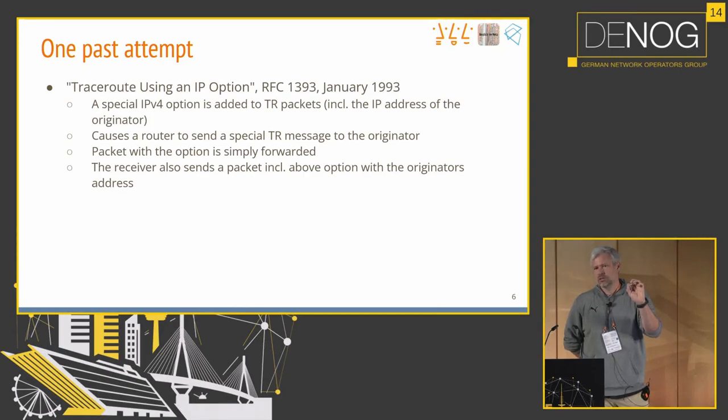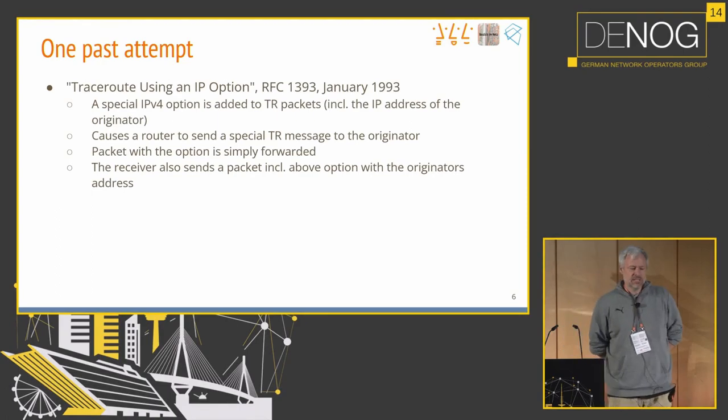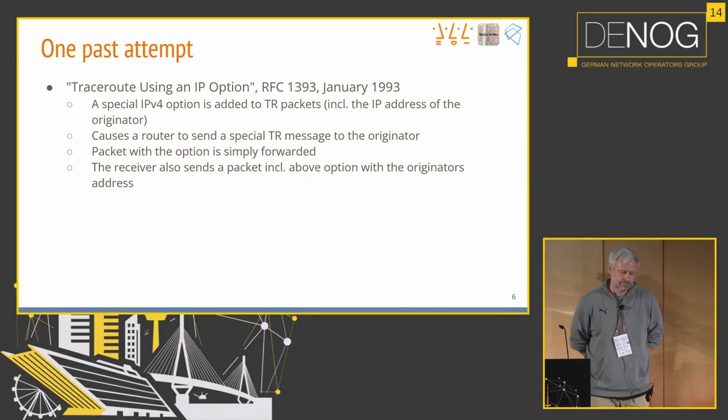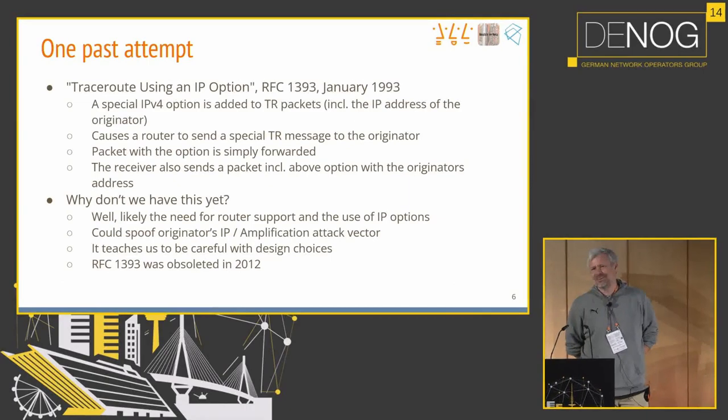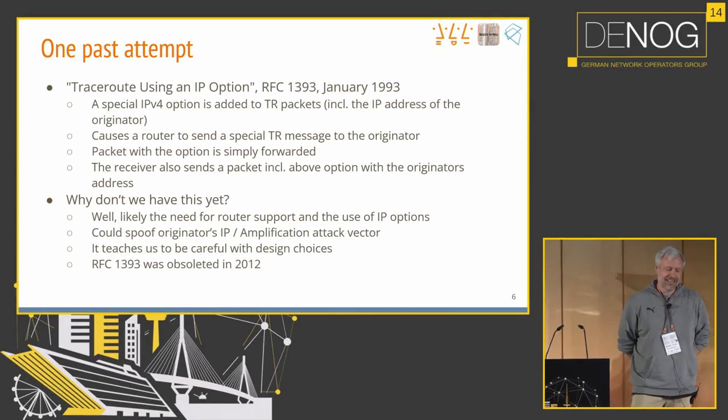Now, reverse traceroute works the same way. The target host sends a normal data packet back. It would add the same IP option with the same IP address, so with the originator, and then every router seeing that will send a special message back, and this way you also get the reverse path. So that was 1993. You might wonder, why don't we have that yet? We have a little bit of IPv6, which is better, but we don't have that at all, and there are reasons.